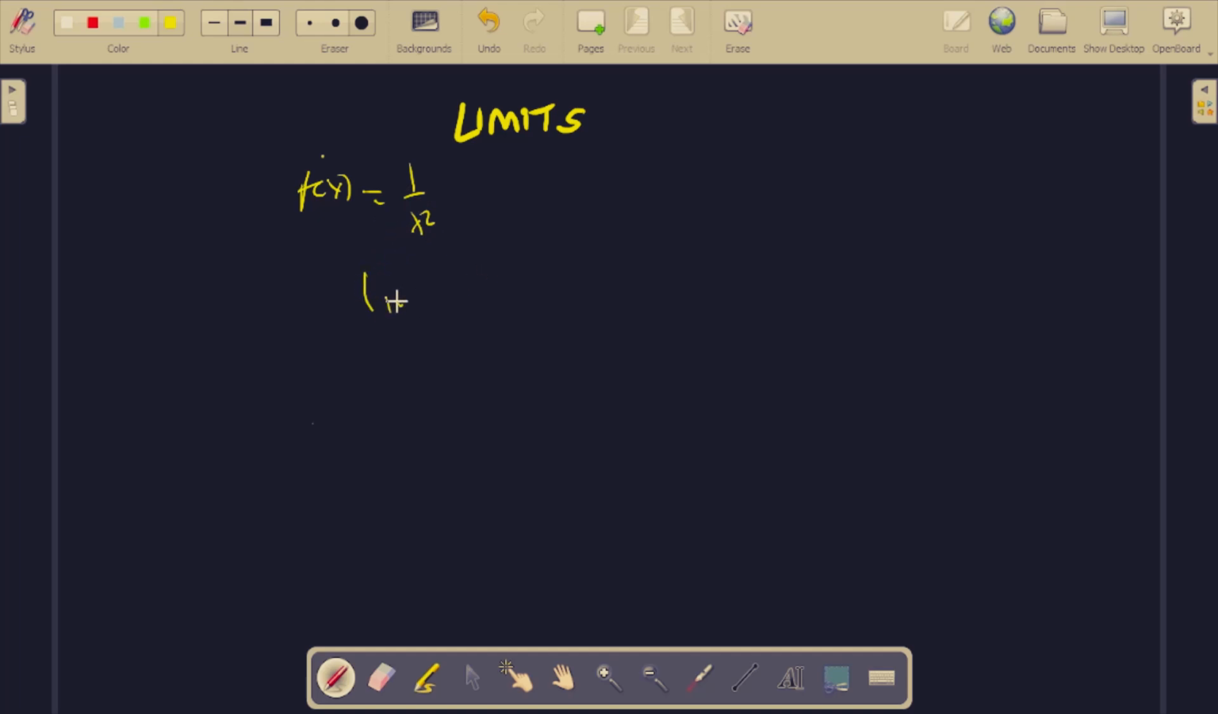Remember, we were trying to take the limit as x approaches 0 of 1 over x squared. This evaluated to infinity. So what this means is that x is equal to 0 is a vertical asymptote. And x is equal to 0 is another way of saying we want to consider the y-axis, because in the y-axis we have x is equal to 0. So the y-axis becomes the vertical asymptote.